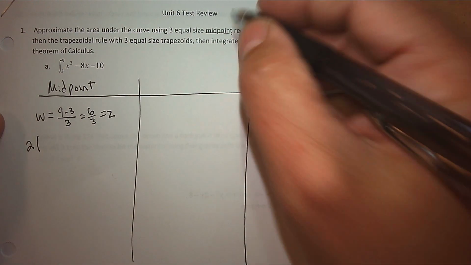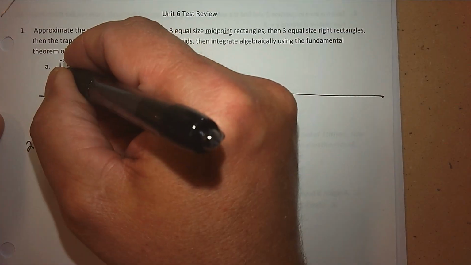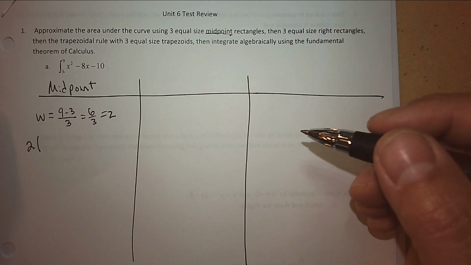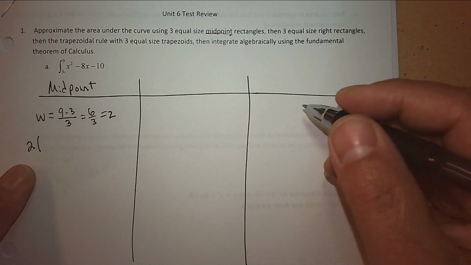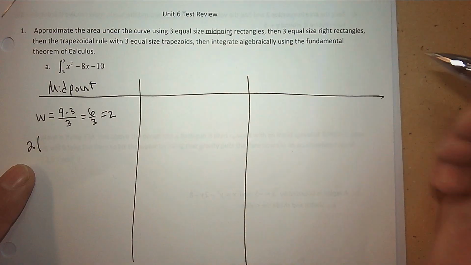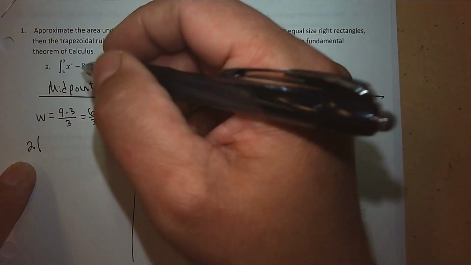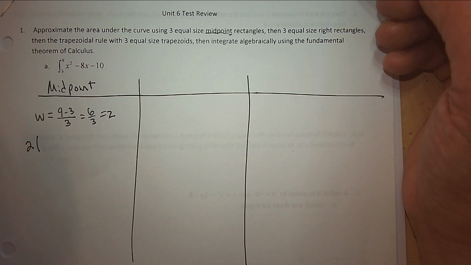Next, I'm going to do midpoint, right? And so this starts at 3 and then goes to 9. It might be helpful to at least think through it. If they're all a width of 2, the first rectangle goes from 3 to what number? If they have a width of 2, the first rectangle starts at 3 and goes to, so that means the midpoint would be what x value?